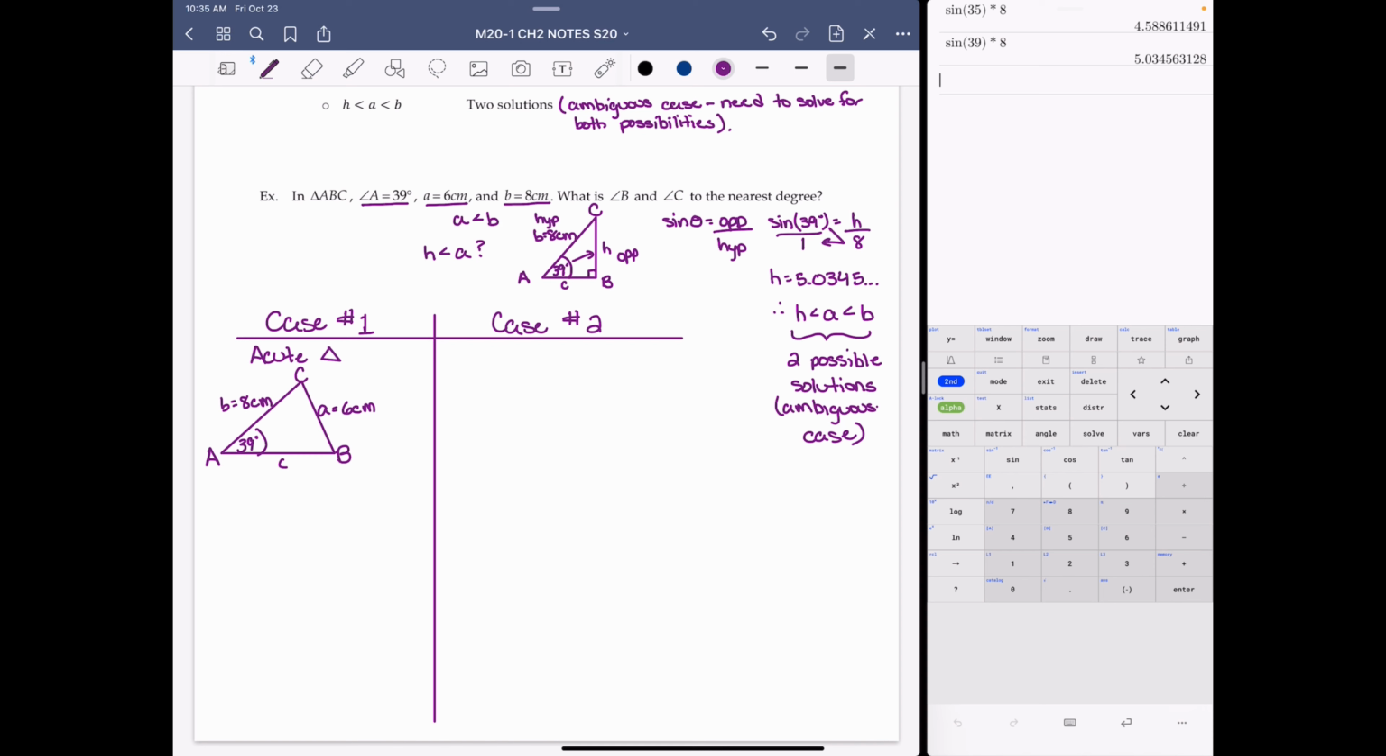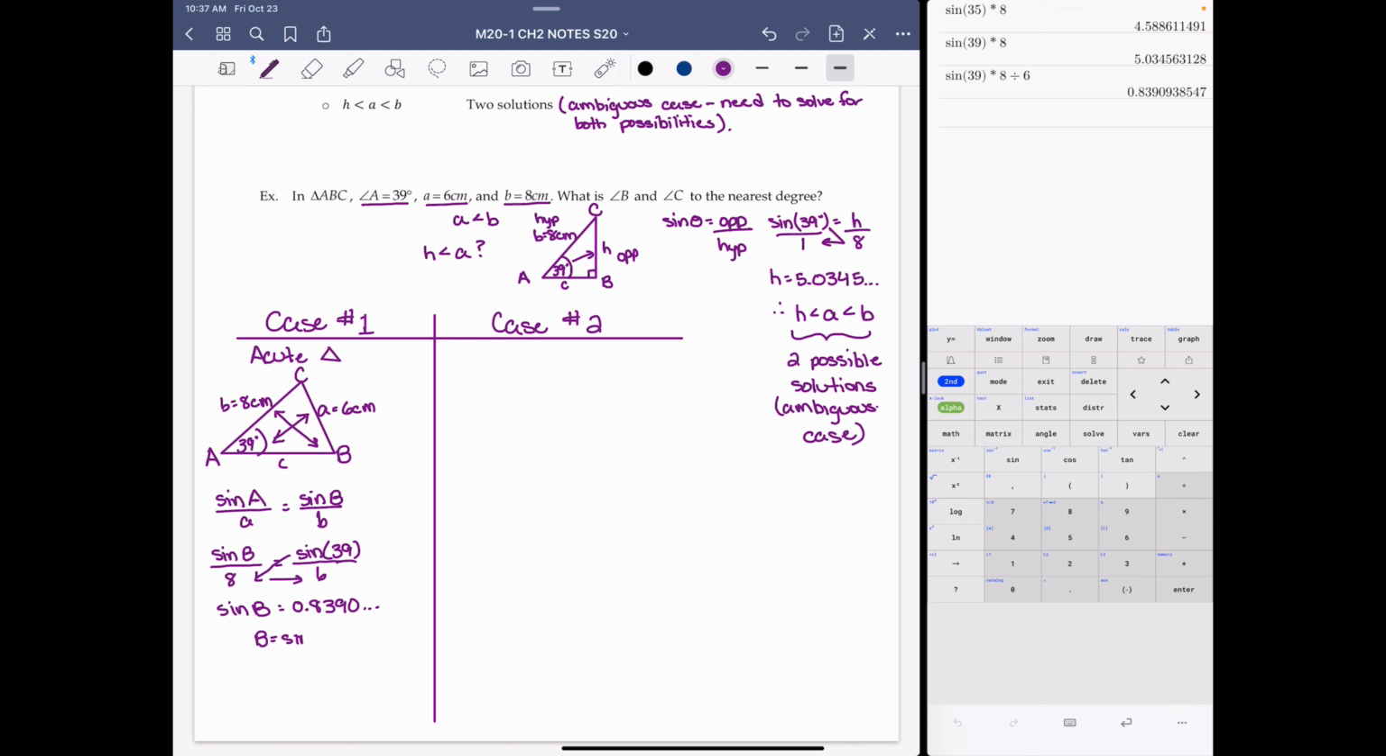The question wants us to find angle B and angle C to the nearest degree. We have a pair, angle A and side A, and we also have half of a pair, side B. Sine law to find angle B. Sine A over A equals sine B over B is our sine law. Sub in the information. I'm going to put sine angle B first, I just like to do the unknown first, and then over side B, which is 8, equals sine of angle A, which is 39 degrees, over side A, which is 6 centimeters. Then we cross multiply and divide. Divide by your third. Sine 39, move out of my brackets, times 8 divided by 6 gives me 0.8390.